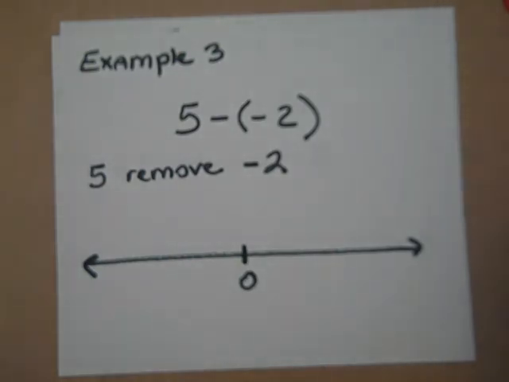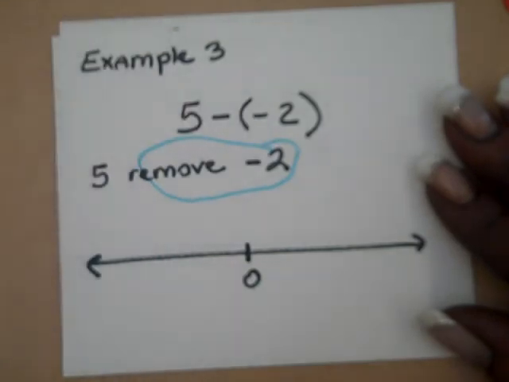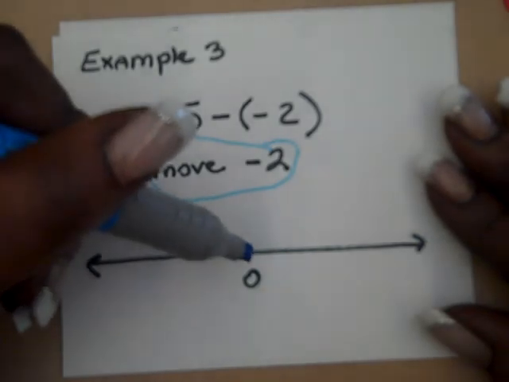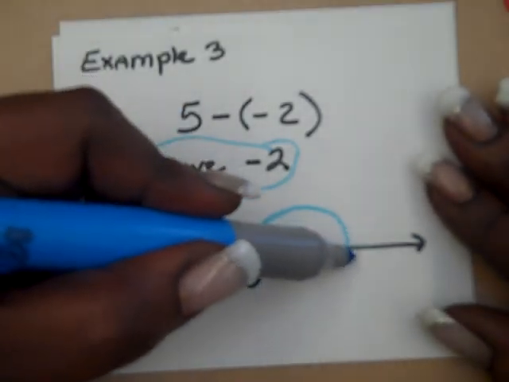Now, in this example, we have 5 remove -2. This is a little different. The key here is remove -2. Hopefully, from our previous lesson, we understand that in order to remove negatives, the only way to do that is to put in or show positives. So from 0, we will jump to 5, since the first integer is a 5.